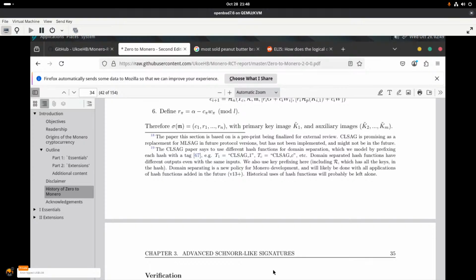The CLSAG paper says to use different hash functions for domain separation, which we model by prefixing each hash with a tag: CLSAG_T and then CLSAG_C, etc. Domain-separated hash functions have different outputs even with the same inputs. We also use key prefixing here, including R, which has all the keys, in the hash. Domain separation is a new policy for Monero development and will likely be done with new applications and hash functions added in the future. Historical use of hash functions will probably be left alone.